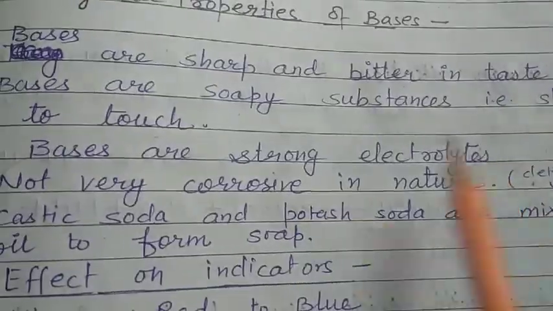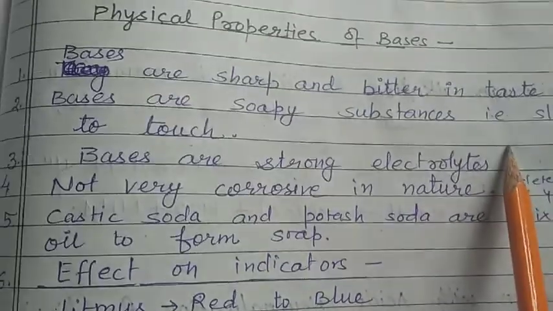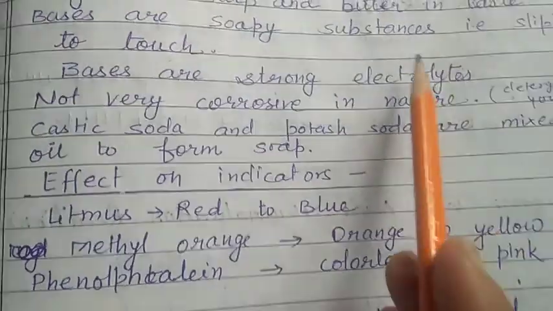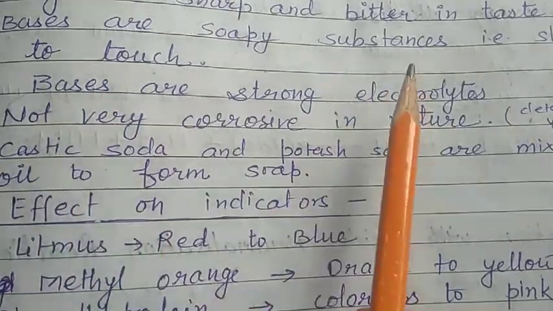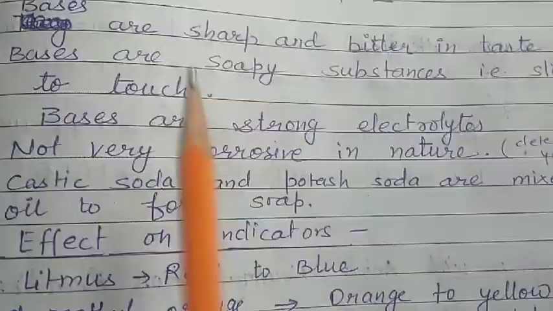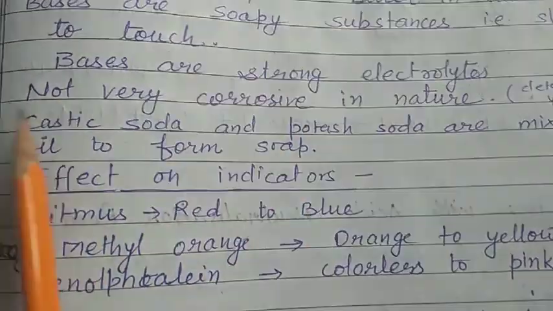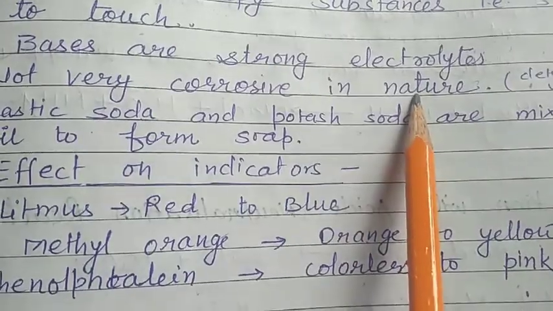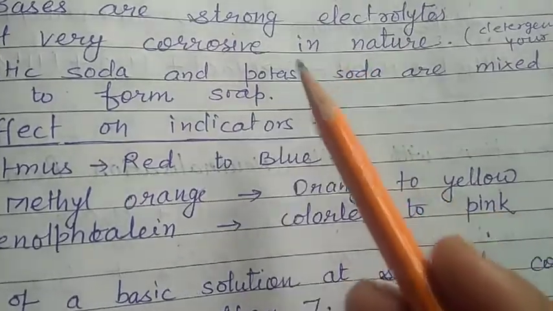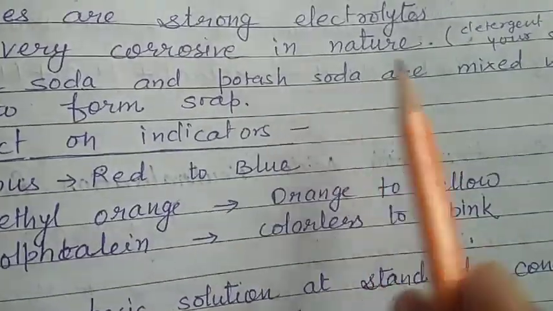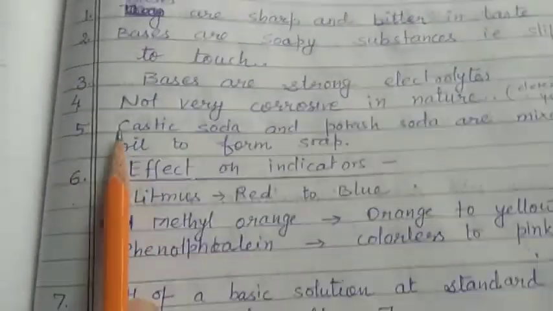Bases are strong electrolytes. Strong electrolytes mean they will conduct electricity in their aqueous solution. If you put two electrodes into that solution, the positive ion will move towards the negative terminal and the negative ion will move towards the positive terminal, making the electricity conduct through the solution. Not very corrosive in nature. Bases are not very corrosive unless you use them for a very prolonged time and a very concentrated base. That can harm you, but they are not as corrosive as the acids.